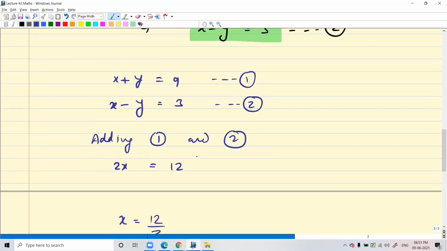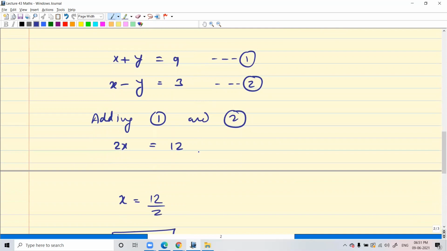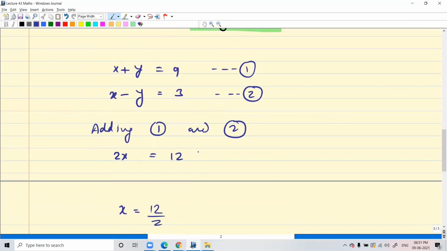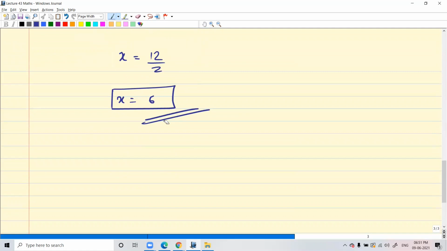Everyone is okay with this? Yes, sir. We have got one of the values, x, so we can very easily find y. We can substitute in the first or second equation. So let's do that substitution.